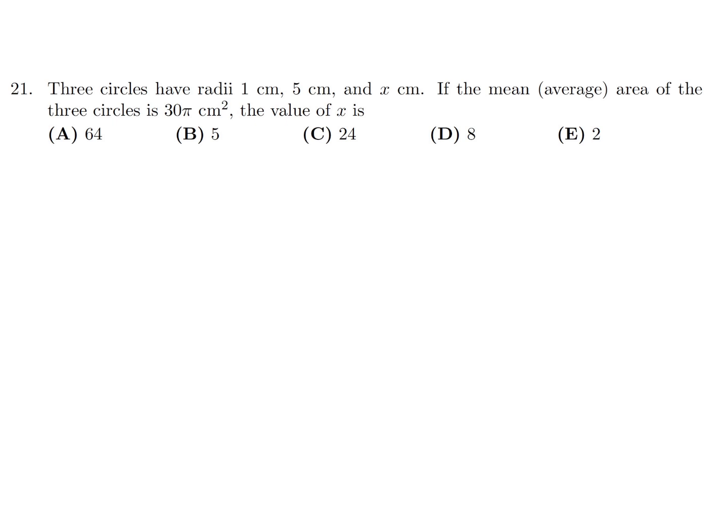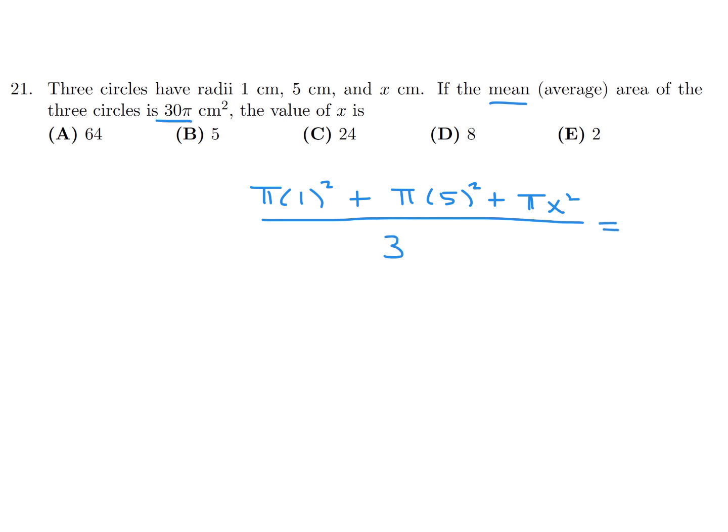Three circles have radii 1, 5, and x. If the mean area of the three circles is 30 pi, the value of x is. So the first circle will have an area of pi r squared, which is pi for the radius of 1. Second one, pi 5 squared, and the third one, pi x squared. And then you're taking the mean, so divide those by 3, and they're saying that would equal 30 pi.